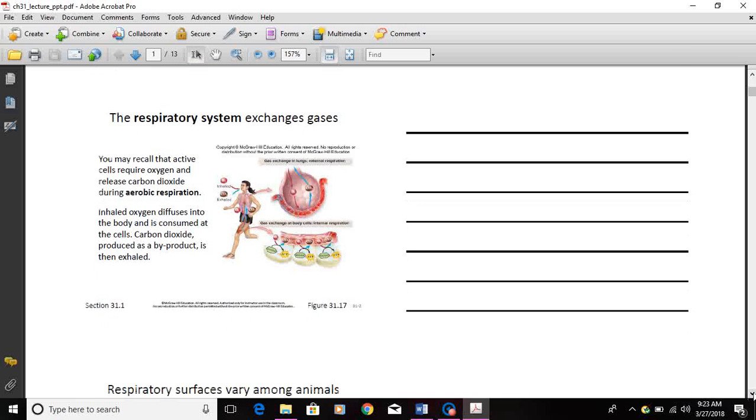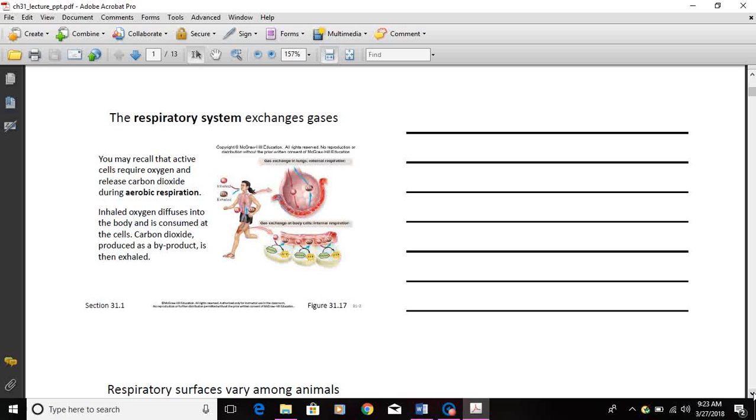Okay, so Chapter 31 is about the respiratory system. And so this includes your pulmonary system, your heart, the pulmonary circuit, where you're bringing blood to your lungs, and then also your lungs. That's the real big hitter system that we have here, the lungs that are exchanging gases with the external environment and then also with your blood.